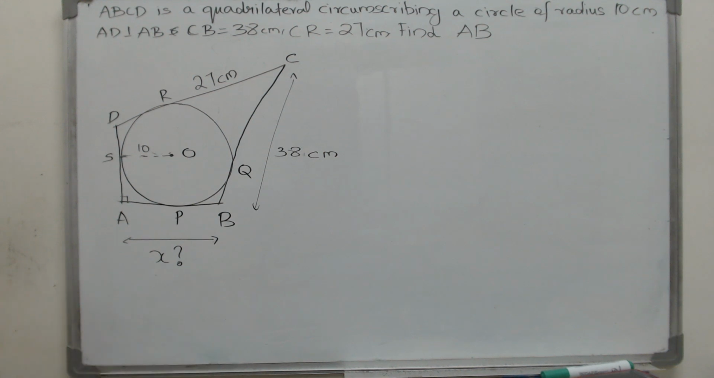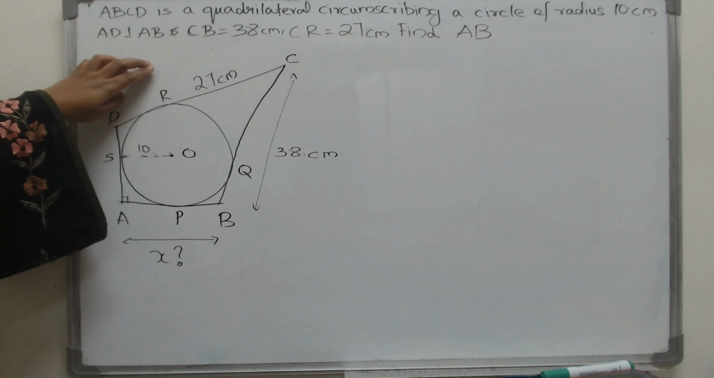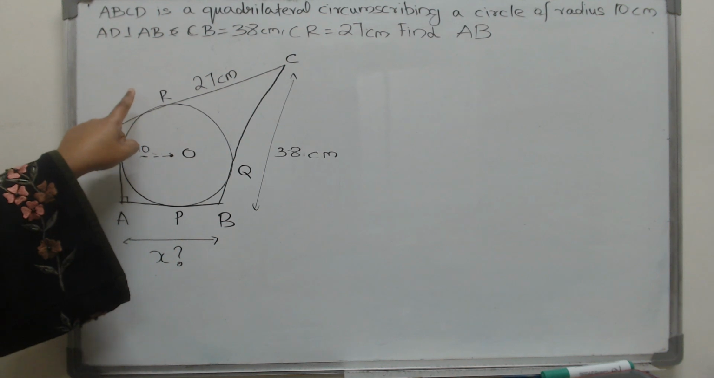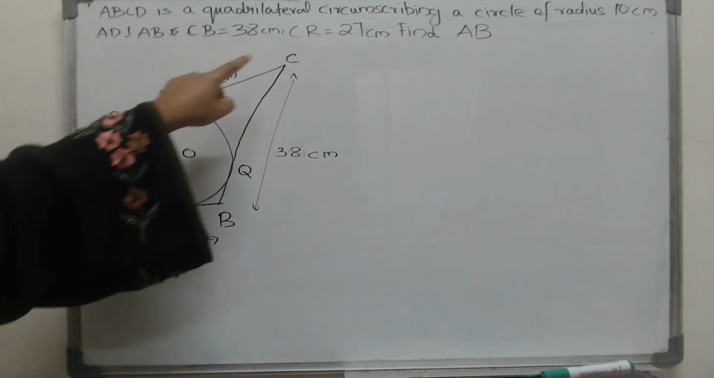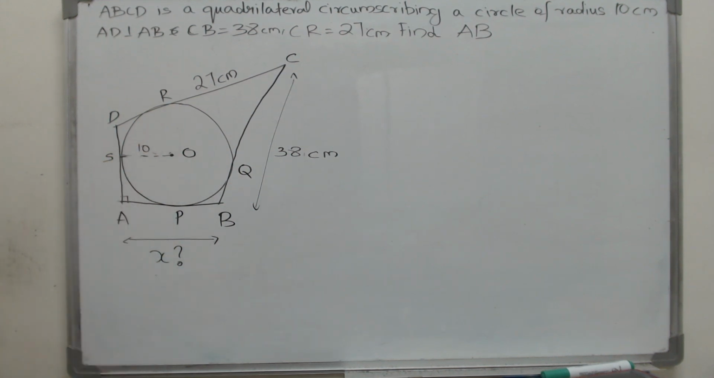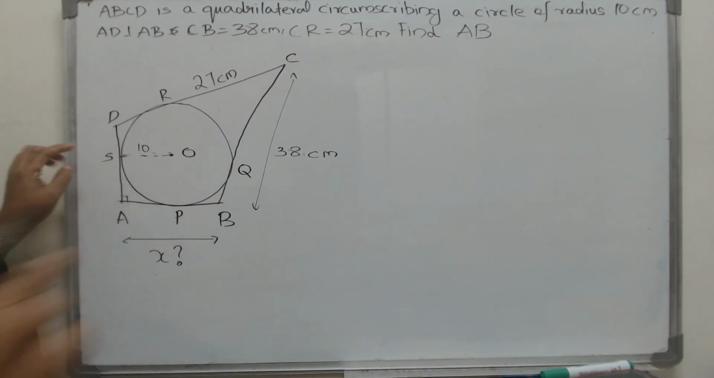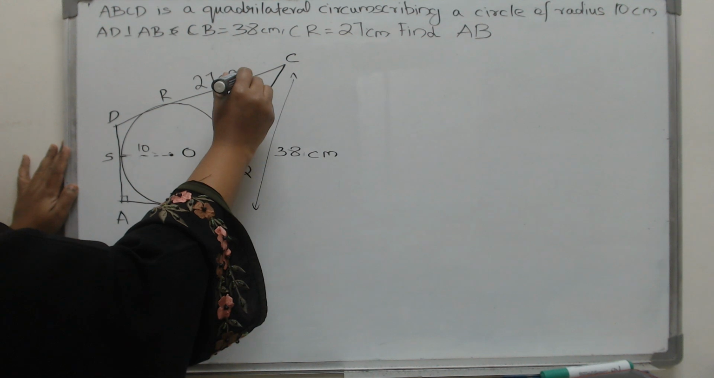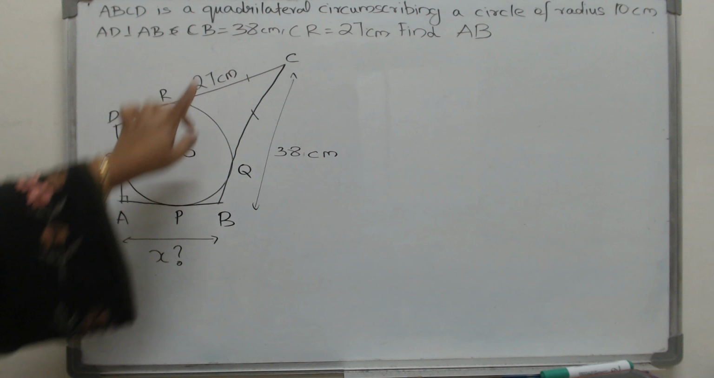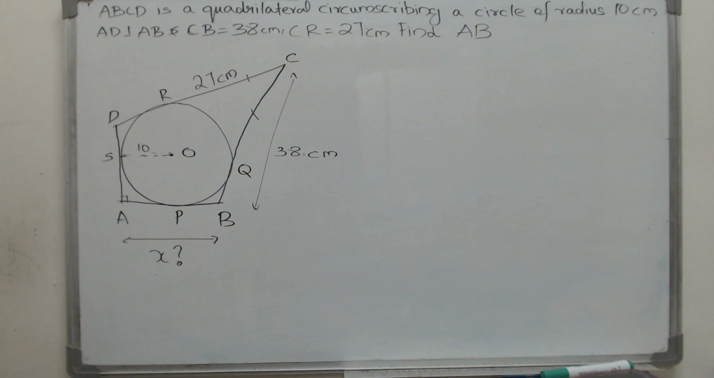Now one more piece of information is given. CR is given as 27 centimeters. But then do you see what CR is? It is actually the tangent from the point C to the circle. Now that is not the only tangent from C to the circle, right? What is the other tangent? CQ. Both CR and CQ are the tangents to the circle from the same external point, which means what? Both of them are equal.